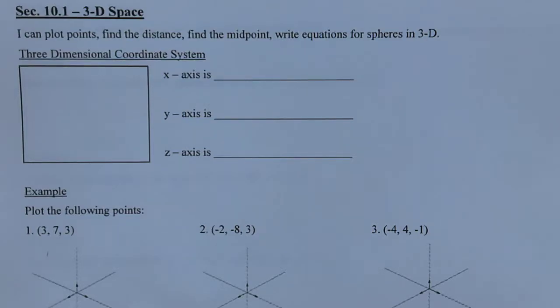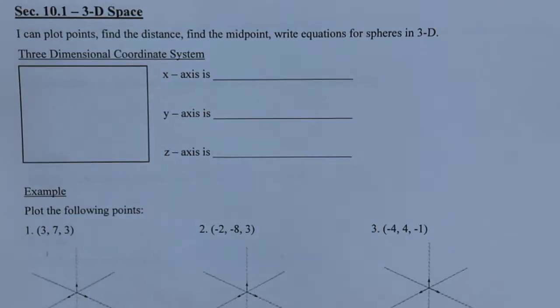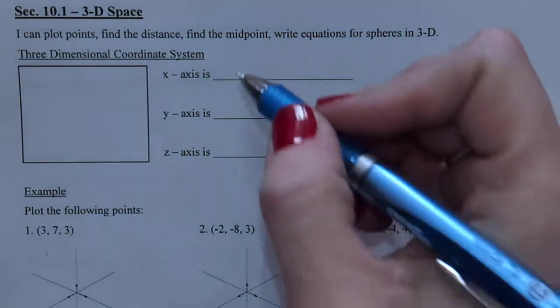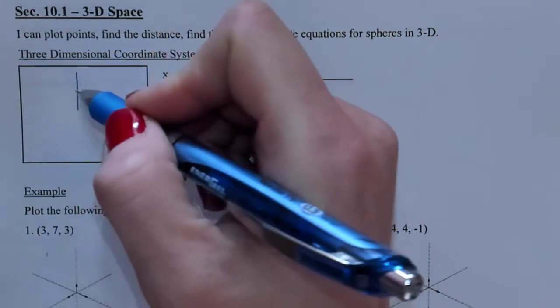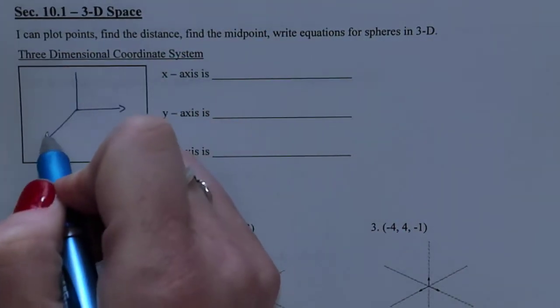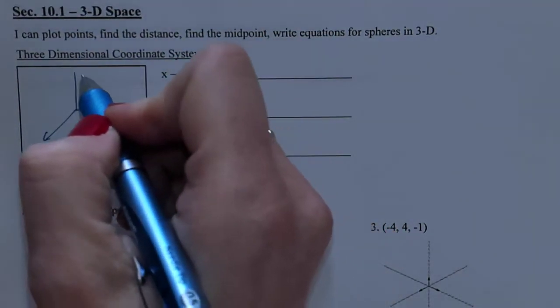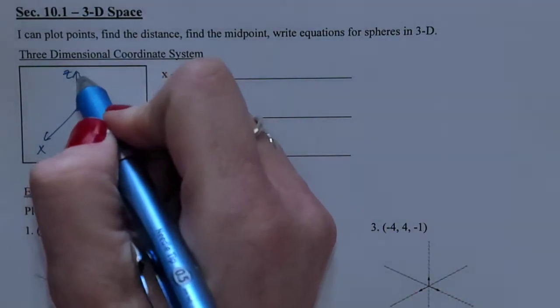All right, this is section 10.1, and today we're going to start talking about three-dimensional space. We start off this whole unit by just talking about how to graph in three-dimensional space, and then eventually we're going to use it to talk about vectors in 3D space. So the three-dimensional coordinate system looks like this, with x kind of coming out of the board at you, y going left to right, and then z going up and down.